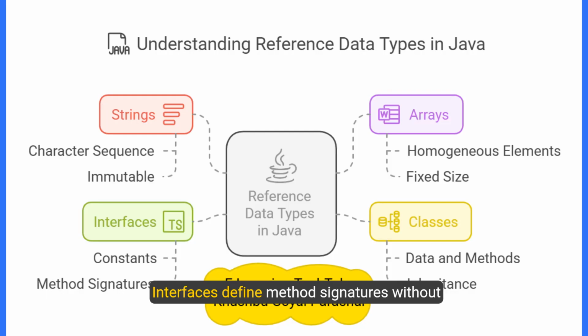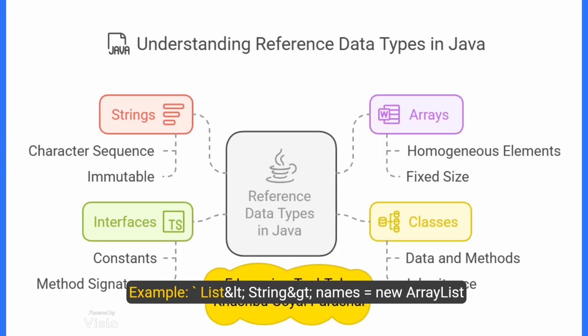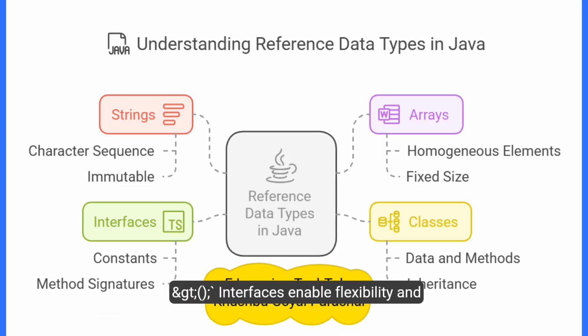Interfaces define method signatures without implementation, allowing multiple classes to share behavior. Example: List<String> names = new ArrayList<>(). Interfaces enable flexibility and code reusability in Java applications.